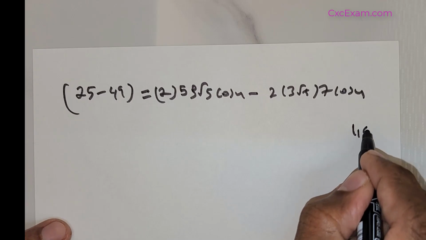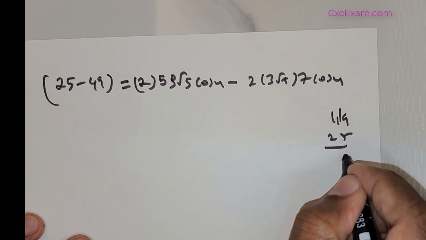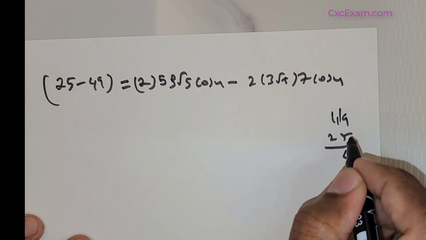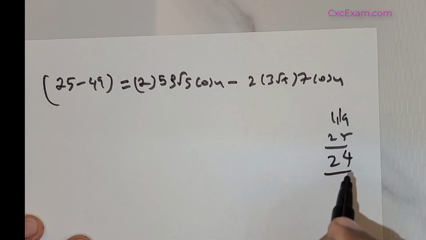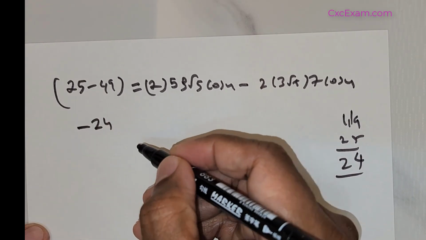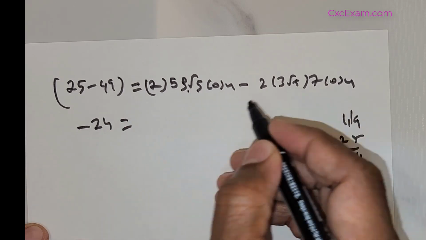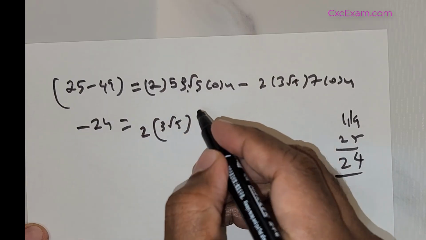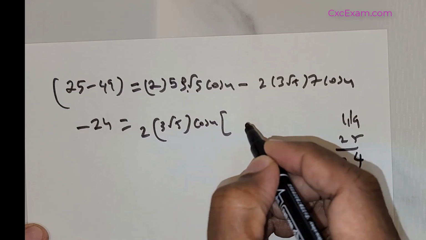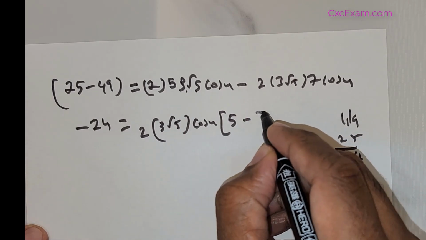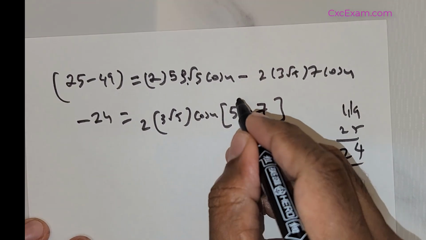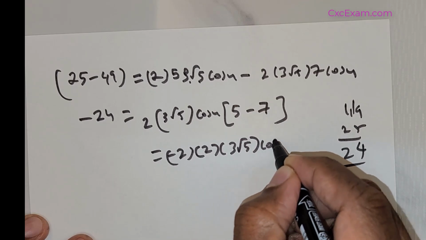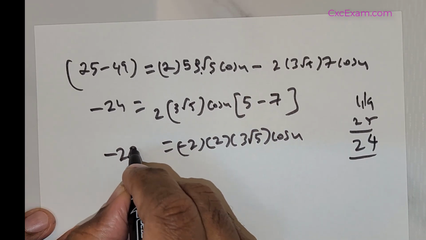So from 49 we take away 25, we get, from 9 you take away 5, you have 4, and then from 4 you take away 2, you get 24 negative sign. So 3 times root 5 can be taken out, and you have a 2 there that can be taken out. Cos u can be taken out, so you have 5 negative 7. 5 negative 7 will give us negative 2 times 2 times 3 times root of 5 times cos of u. On the left you have negative 24.